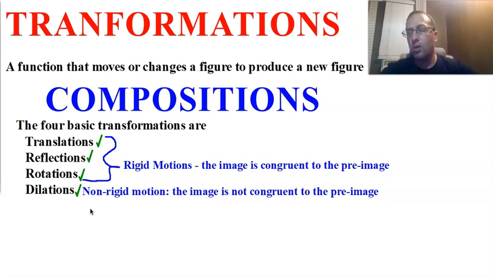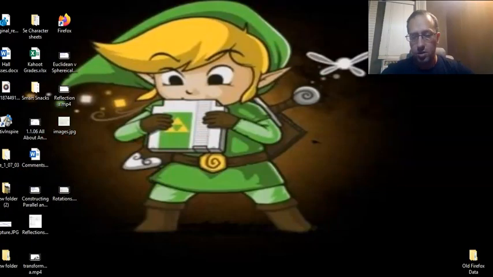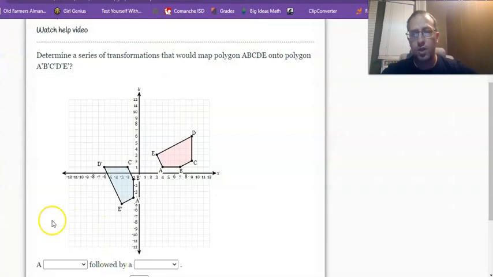All right. So when we're doing this, I am going to do these in Delta Math, so let me pull that up right here. Okay, so what we want to do is determine a series of transformations that would map polygon A, B, C, D, E onto polygon A prime, B prime, C prime, D prime, E prime. All right. So we want to take the pink one and move it over to the blue one. So we're going to do a couple of things here.